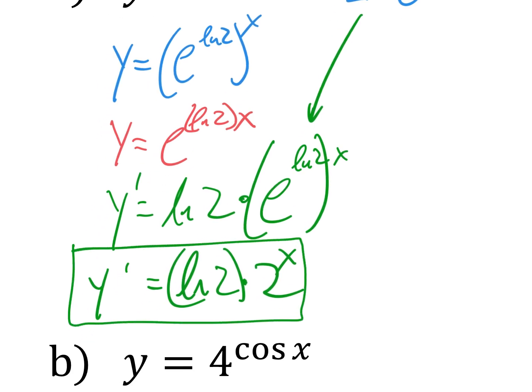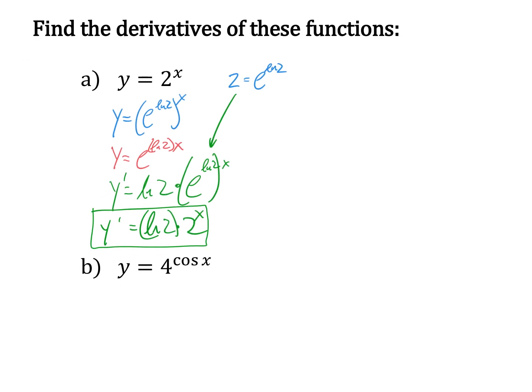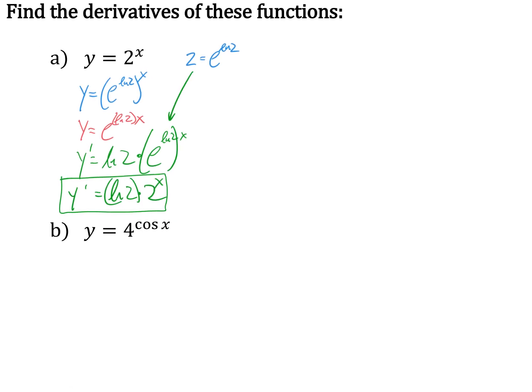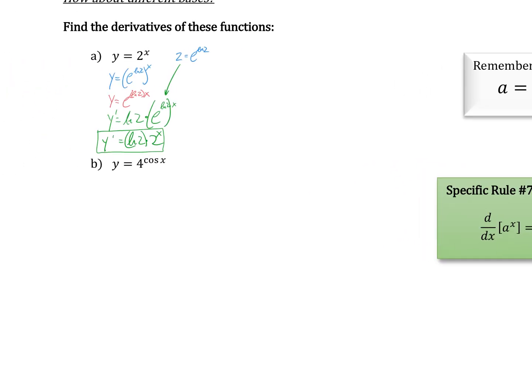Well, we said that the derivative of e to the x is e to the x. So we might say, hey, I think the derivative of 2 to the x should be 2 to the x. Well, it almost is, but then we have this conversion factor of the natural log of 2. So that's the key. If you want the derivative of a to the x, where a is not the natural number e, you get the natural log of a times a to the x.